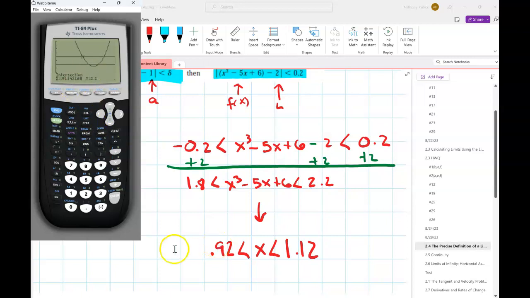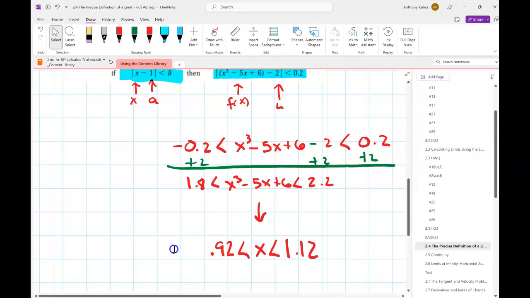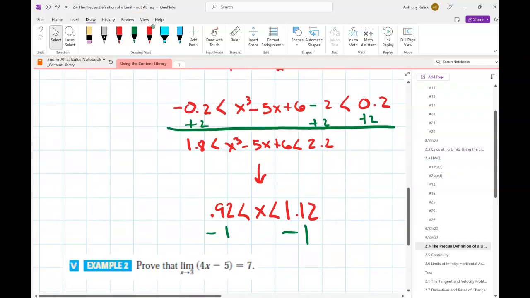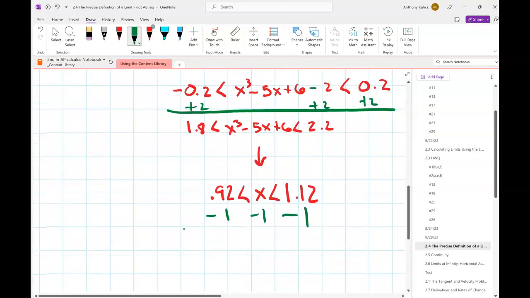Okay. So remember we're trying to get to the absolute value of x minus 1 is less than, we need to find that delta. So I want to turn this into x minus 1 is less than some number. Well, how do I do that? I'm going to just subtract 1 from both sides.